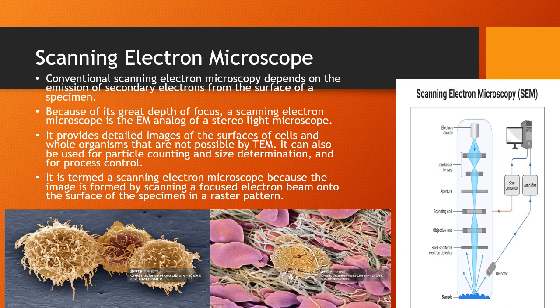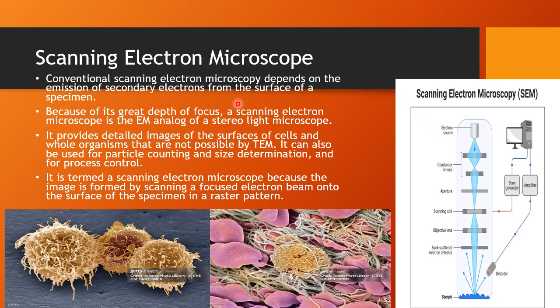And then the second type of microscope is the scanning electron microscope. As the name tells, here the electron beam scans over the surface of the sample, whereas in transmission we saw that the electron beam passes through the sample. Hence this microscope is used to produce excellent images of the surface of cells and small organisms. That is, it is mainly used to study the morphology of organisms and cells.